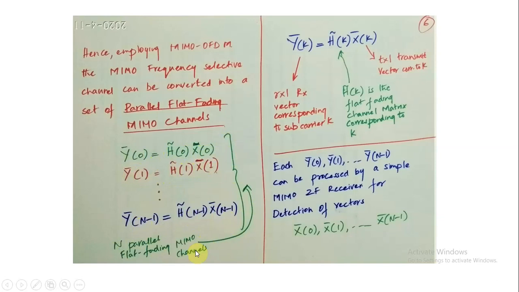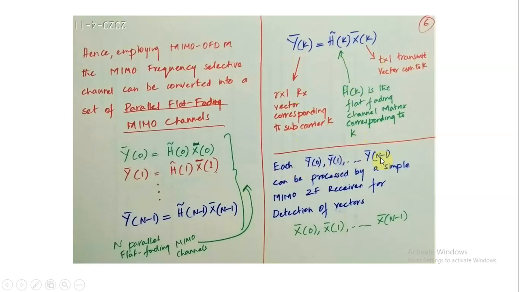So each MIMO channel will behave as a kind of SISO channel in which there would be simple multiplication. So there would be no interference between the subcarriers and between the taps. So in general, Y'k would be equal to H̃k X'k. So this is the received vector corresponding to subcarrier k. This is the flat fading channel matrix corresponding to k. So it is not a frequency selective fading channel anymore. So this is the t into 1 transmit vector corresponding to k.